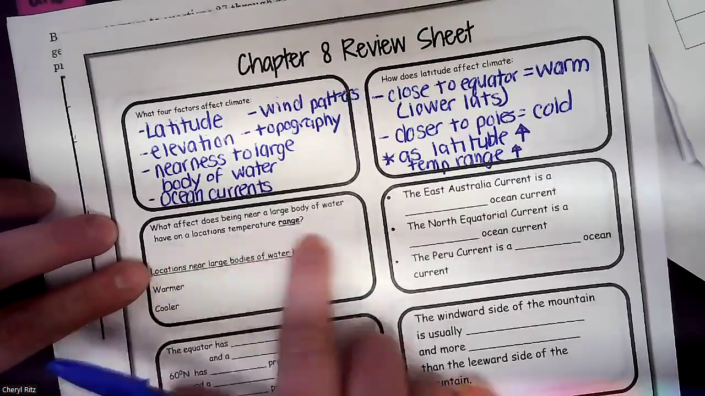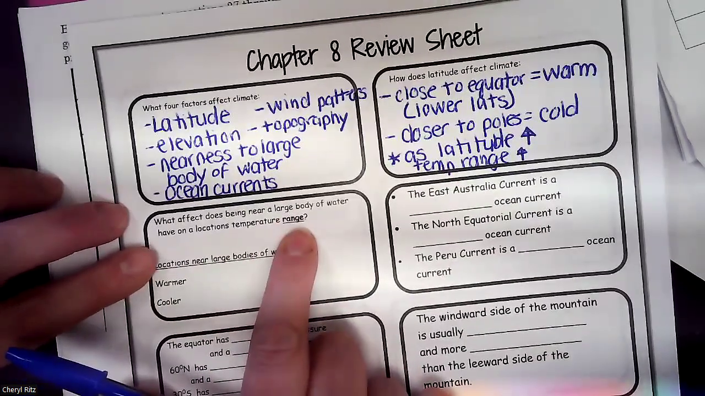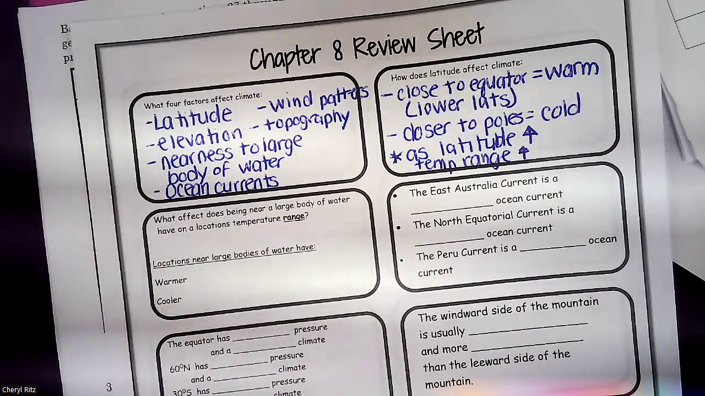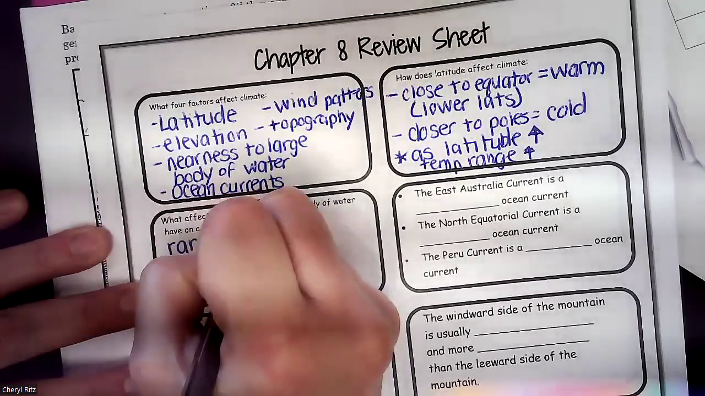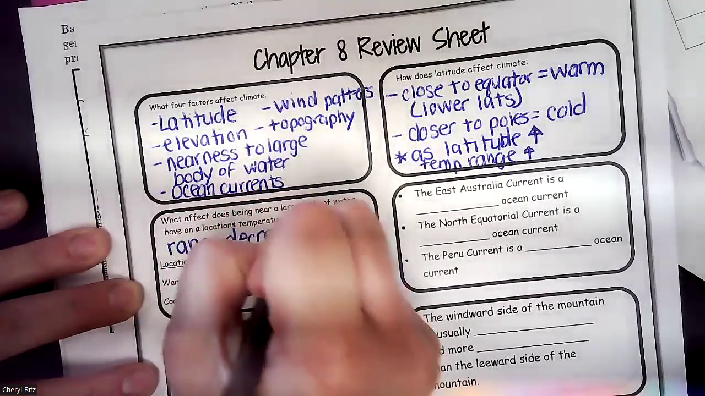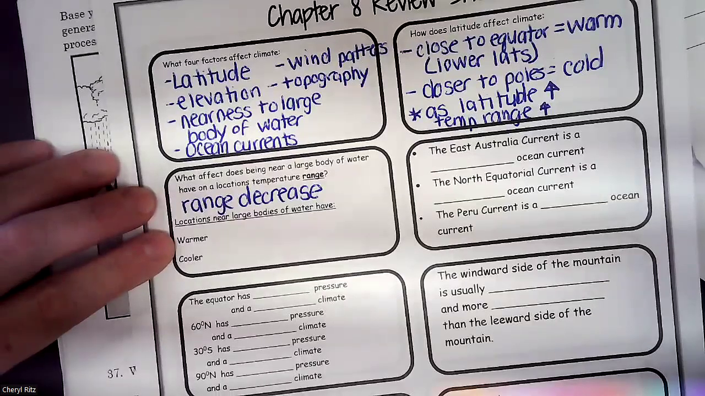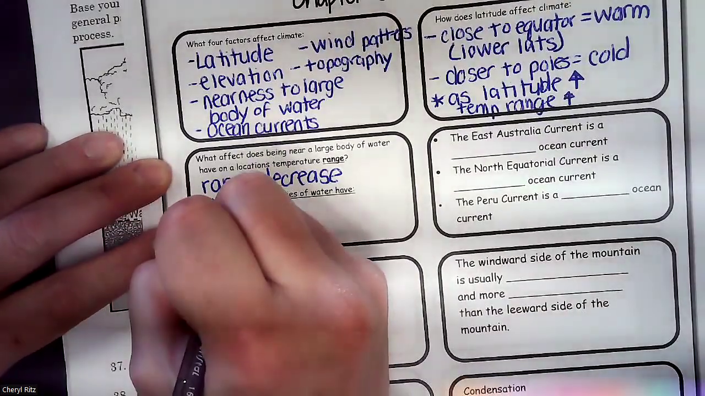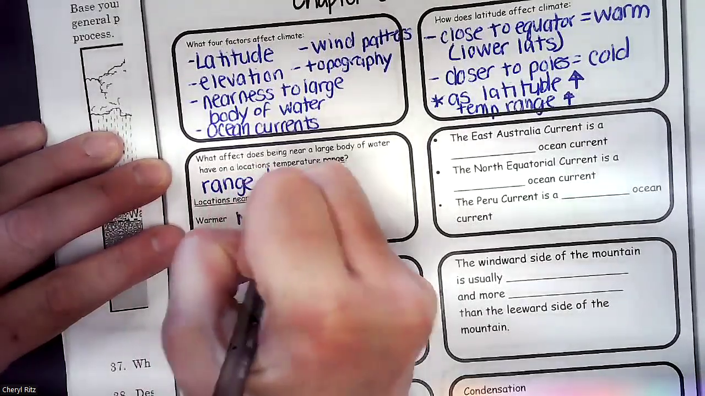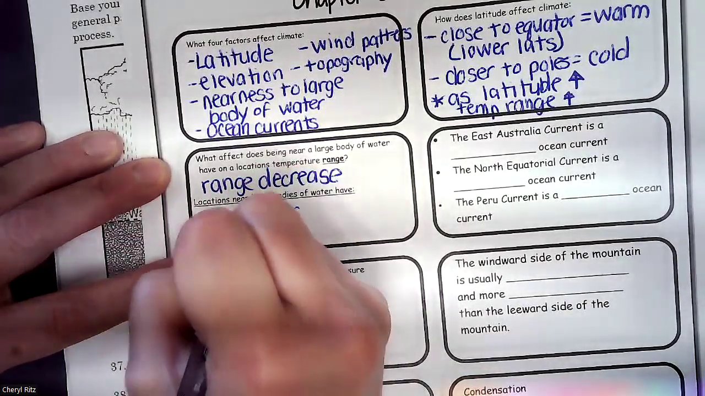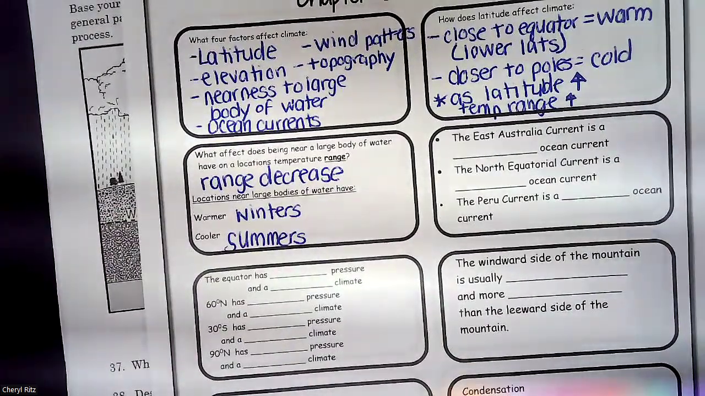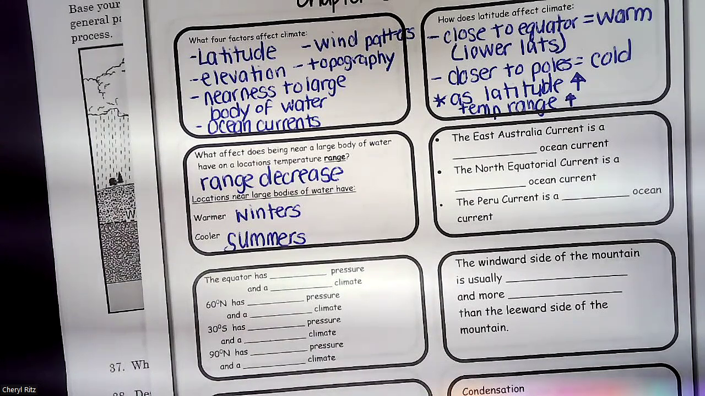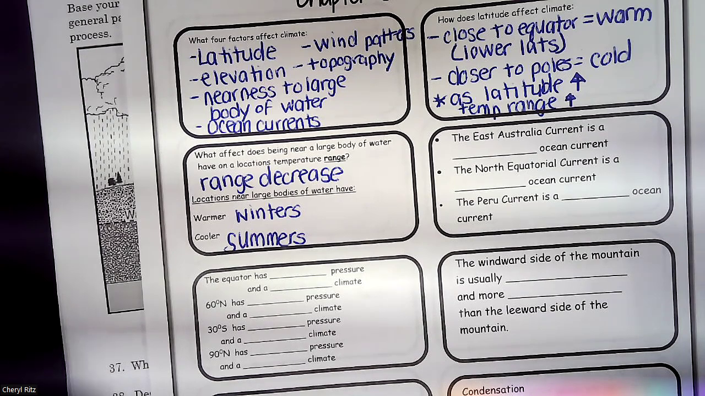Which, speaking of, what does being near a large body of water do to the temperature range? Yeah. So I just said range decreases. And what you need to remember is when you're near a large body of water, you have warmer winters and cooler summers. So again, instead of having really cold winters and really hot summers, we get slightly warmer winters, slightly cooler summers, so that temperature range decreases.